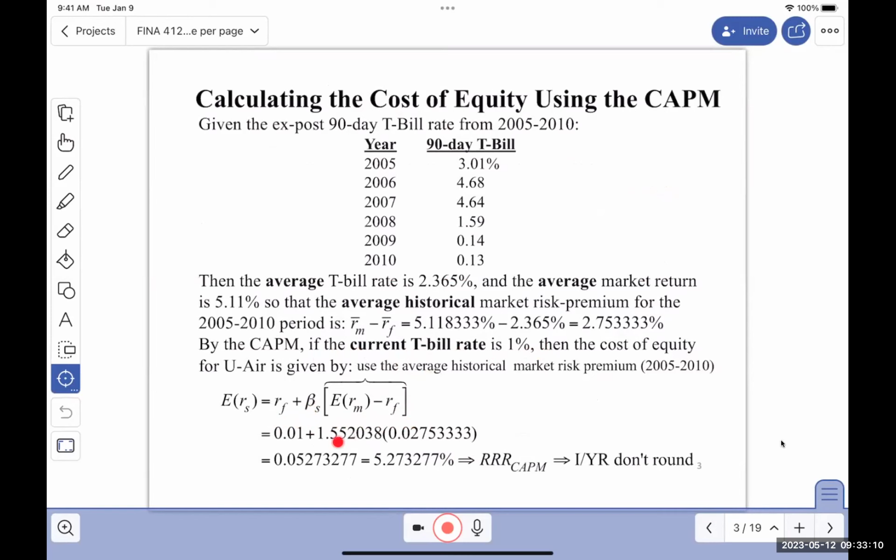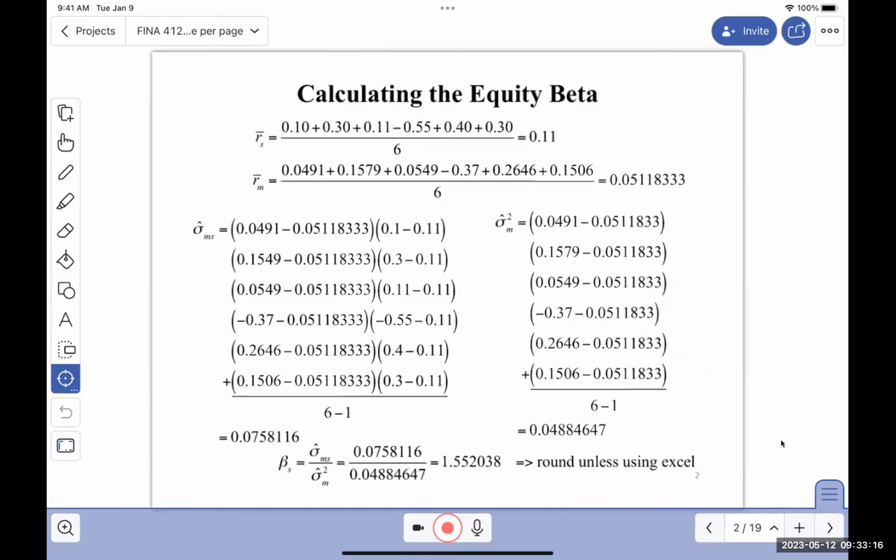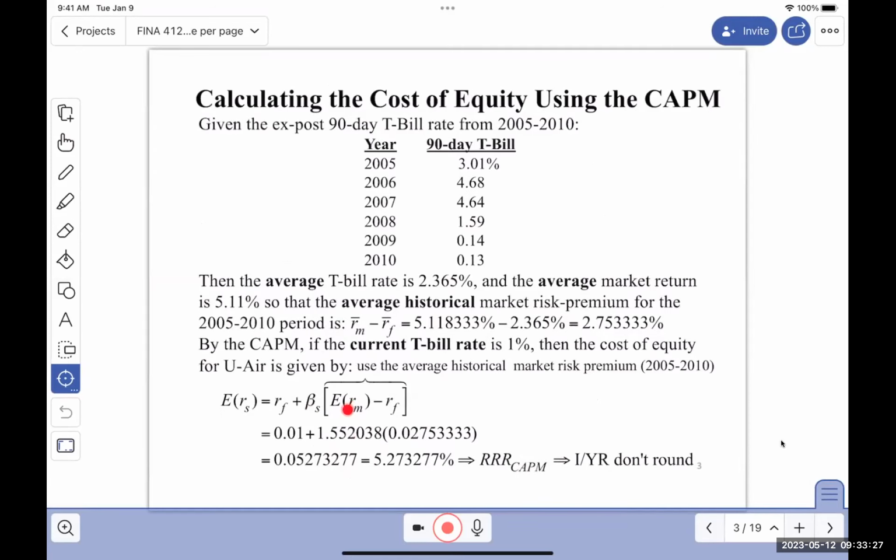I have a lengthy discussion about why I do this differently. Rather than just putting the market return here, 5.11833%, and then the average T-bill rate here, instead I calculate what I call the average historical market risk premium. So I just get the average over this year, which we already got, minus the average T-bill rate over this year. And I get the average historical market risk premium.